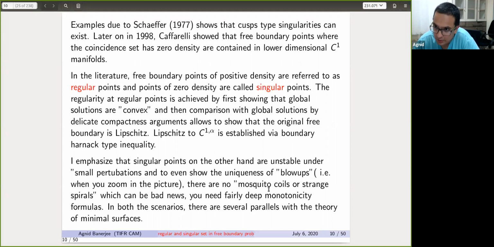So in this context of free boundary problems, what Luis Caffarelli did to show the uniqueness of blowups was to use fairly deep monotonicity formulas referred to as the Alt-Caffarelli-Friedman monotonicity formula. And again, in both scenarios, both for the understanding of the regular and singular points, as I said, there are several parallels with the theory of minimal surfaces.